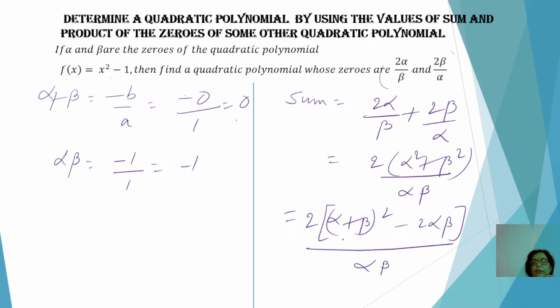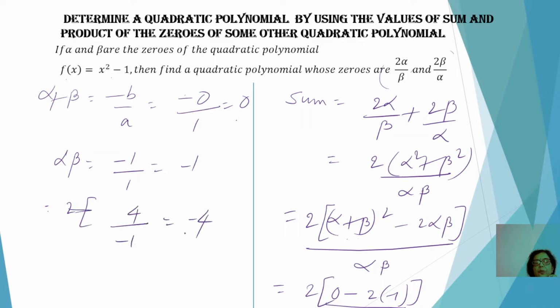So, this becomes equal to 2 into alpha plus beta the whole square minus 2 alpha beta upon alpha beta. Now, putting the values of alpha plus beta whole square from here, this becomes equal to 2 into 0 square, that is 0, minus 2 into minus 1 divided by minus 1. So this becomes 2 into 2, we can straight away write here 4 by minus 1, that is minus 4.